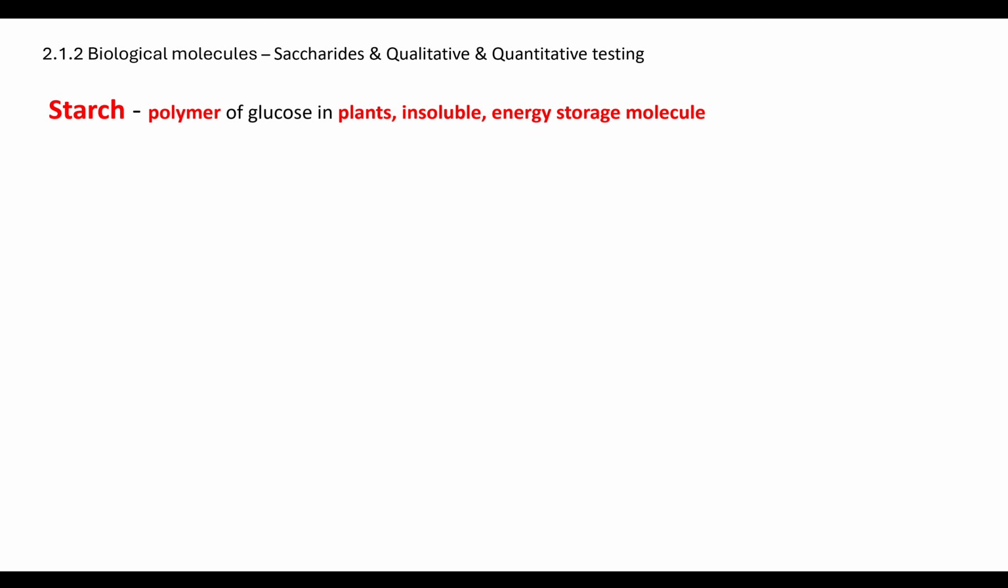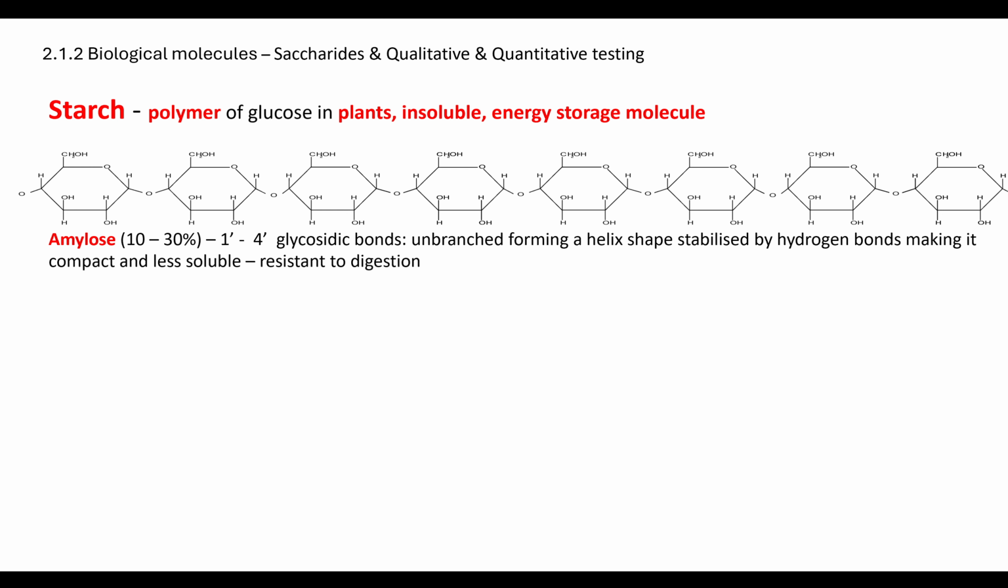So if we then take our disaccharides and we build them up into polysaccharides, the first polymer I'm going to talk about is the one that's found in plants. So starch is a polymer of glucose which is found in plants. It is insoluble, and it is the way in which the plant will store the energy that it will require at a later date. So it's actually made up of two molecules, one which is called amylose.